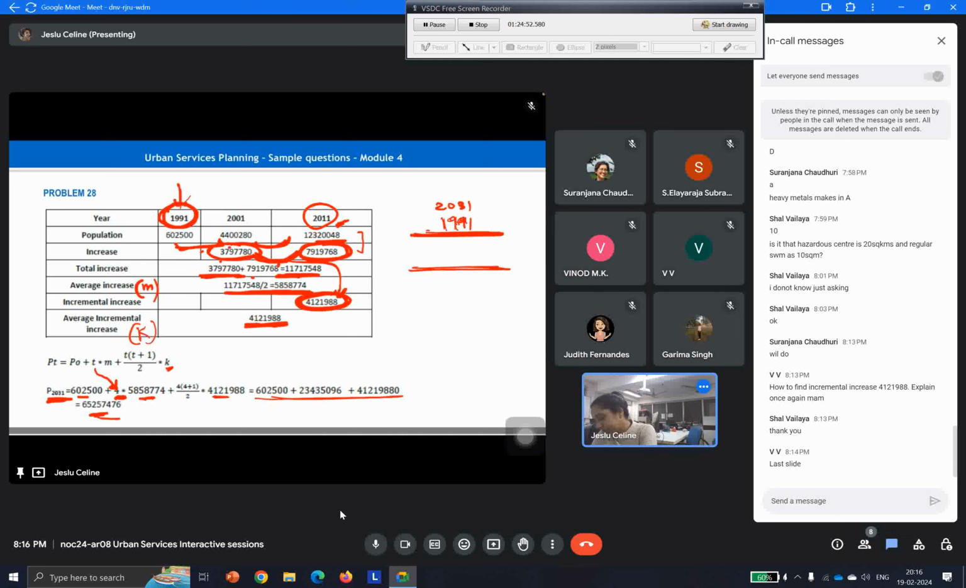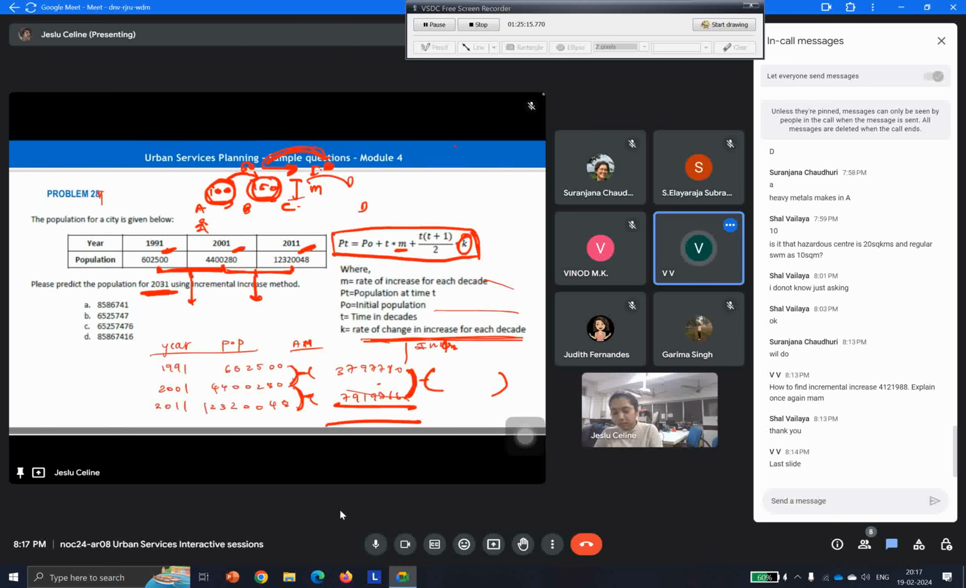Okay, this is total increase. Sorry, the incremental increase, which is 4121988, is actually 7919768 minus 3797778. So if we do that, we'll get this value. Since these values are a bit bulky, I understand the calculation's a bit difficult. So that's the incremental increase. Right. Any other doubts?